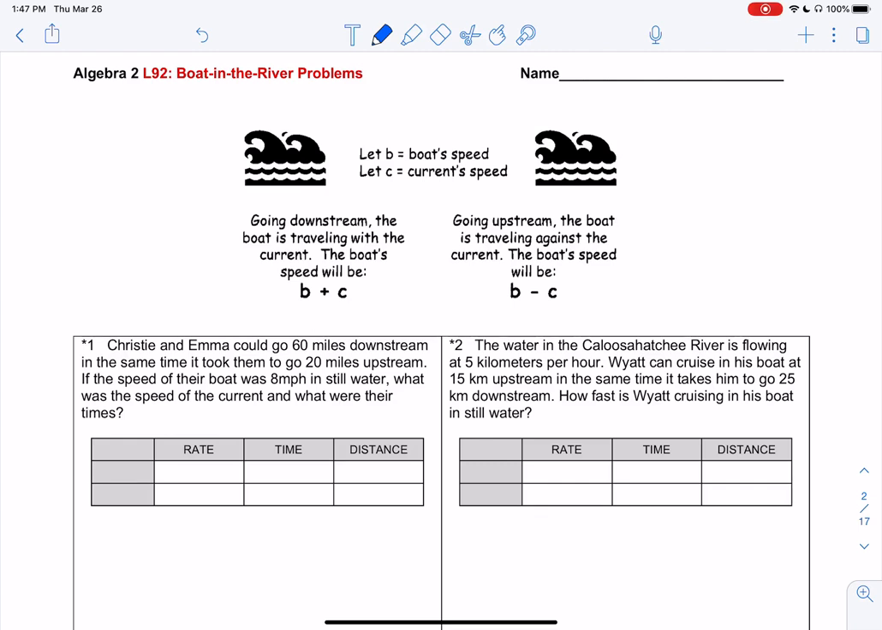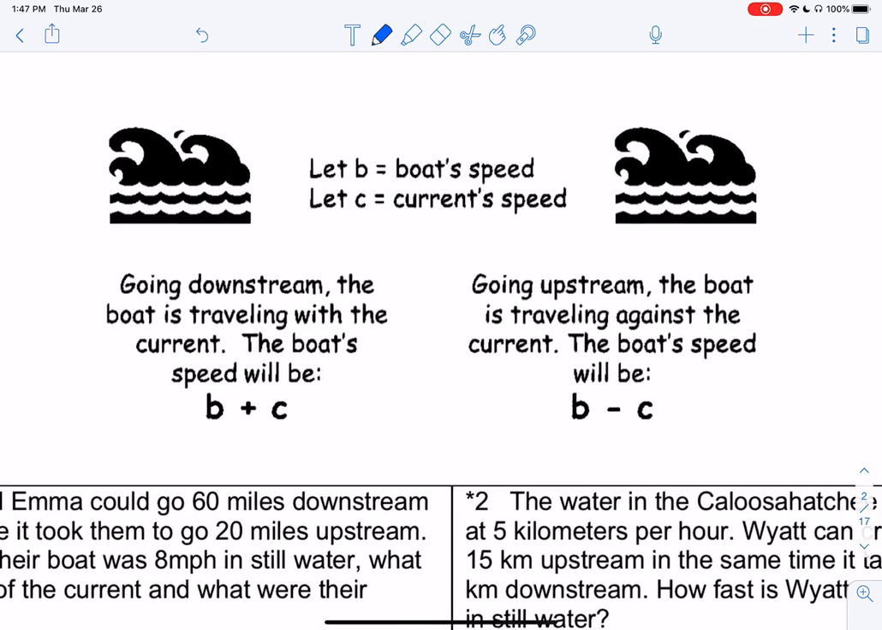Welcome Algebra 2. This is Lesson 92, Boat in the River problem, so eloquently named by Saxon. These are the type of questions that are going to involve our distance charts, rate time distance charts, and take it one step further because we now have multiple variables. Okay, so we have some illustrations up here at the top we're going to talk about first.